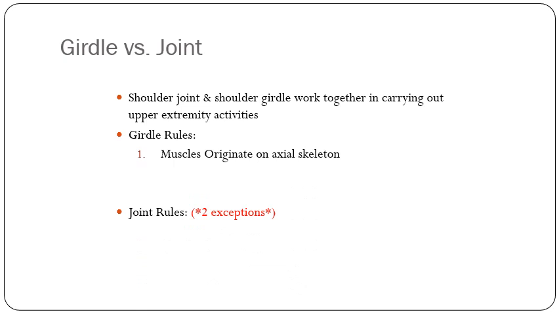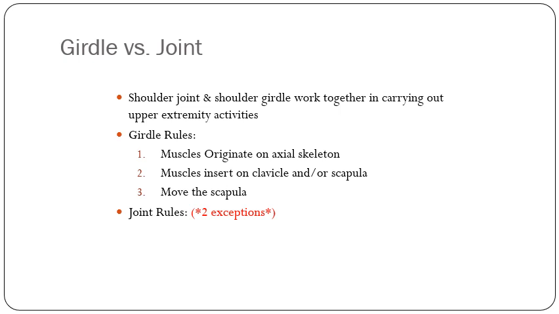One, the muscles have to originate on the axial skeleton. In other words, we typically look at them originating on the spine. That's the reason why we talked about the spine as a part of the shoulder girdle, because that's where a lot of the muscles originate. They have to insert on the clavicle and or the scapula, and they have to move the scapula. So these muscles will not attach to the upper arm, the humerus. They have to originate on the axial skeleton and insert on the clavicle or scapula and move the scapula.